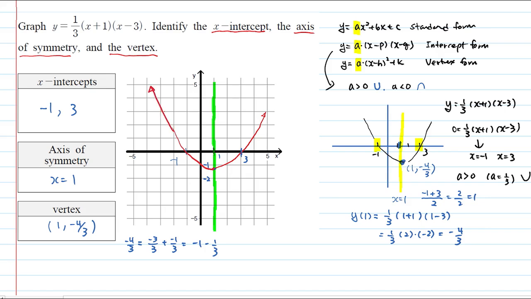So the graph will be drawn this way. Here, we're not trying to get the precise graph. We just want to graph it with the key points, that is, the x-intercepts, axis of symmetry, and the vertex. And this will be good enough.